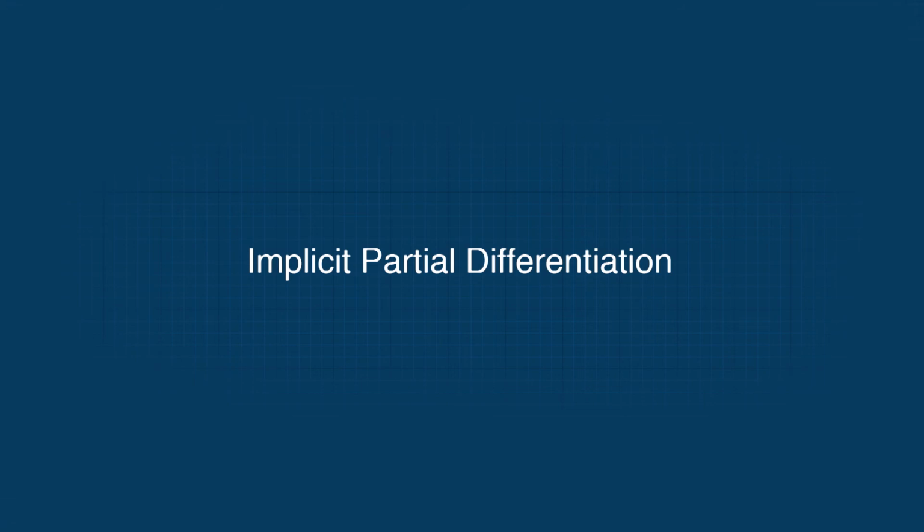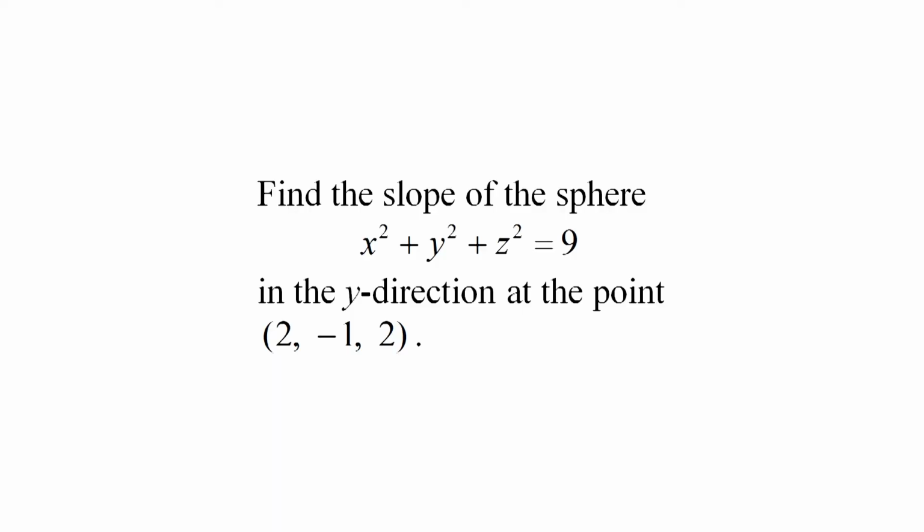Implicit partial differentiation. Sometimes z may not be explicitly given as a function of x and y. In such cases, we differentiate treating it as an implicit function. As an example, we find the slope of the sphere x^2 + y^2 + z^2 = 9 in the y direction at the point (2, -1, 2).